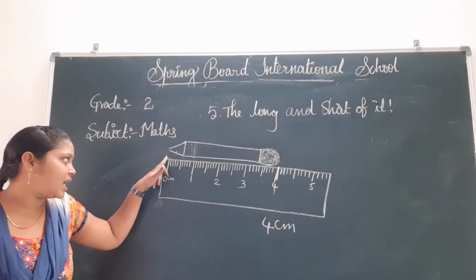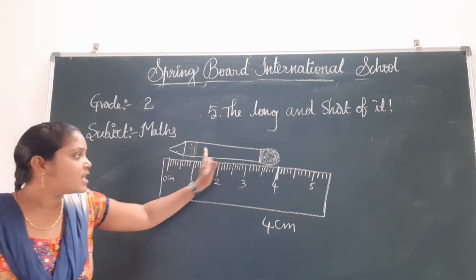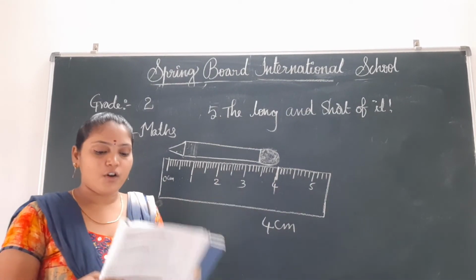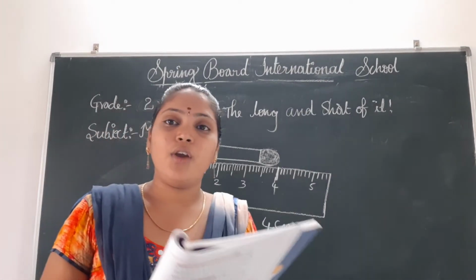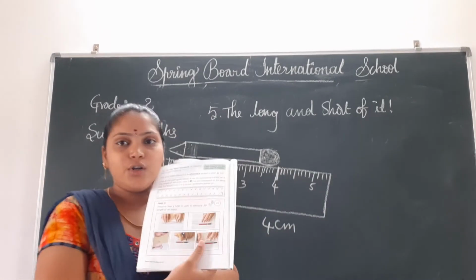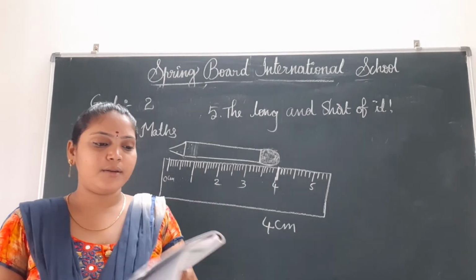So here it is the starting 0 centimeter, and the pencil touches number 4, which means it is 4 centimeters. So here you have to do like that. Here a pencil is also given. Children, you have to do this hands-on activity.